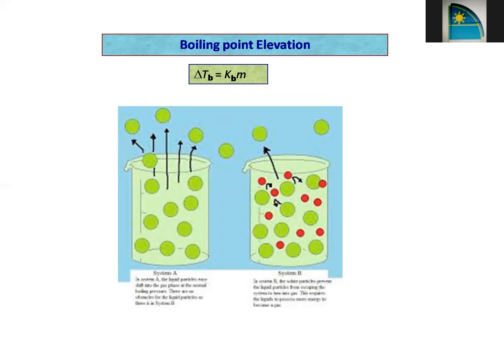As you can see in this given figure, the red dots show the solute particles which are being added to the solvent. When you add solute particles, automatically the vapor pressure becomes lower. In turn, if vapor pressure becomes lower, the boiling point will increase. The formula to calculate that is, the change in the boiling point, delta TB, is equal to KB multiplied by small m. Now, small m is known as the molality of the solution.